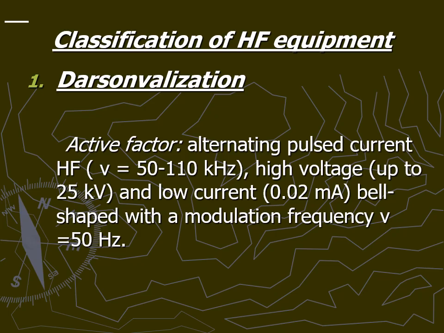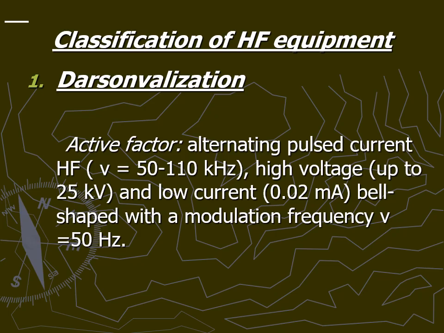The active factor that affects the tissues of the body is a high-frequency alternating pulse current. The frequency in this case is from 50 to 110 kHz. The voltage is high, about 25 kV. The current strength is as little as 0.02 of a milliampere. The current has a bell-shaped form, and the modulation frequency in this case corresponds to 50 Hz.